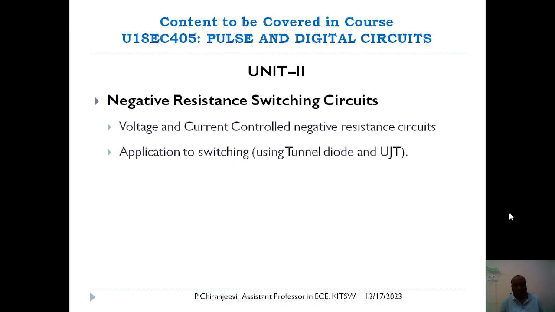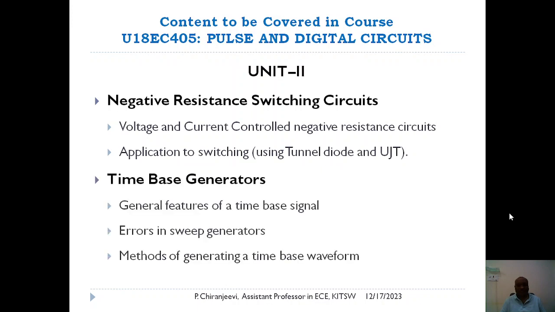And Unit 2, in the first portion, you'll be learning about negative resistance switching circuits that include both voltage controlled and current controlled negative resistance circuits. And you will be able to understand how to get the application of switching circuits using a tunnel diode and UJT, which are familiar terms to you under special diodes in your Analog Circuits 1.